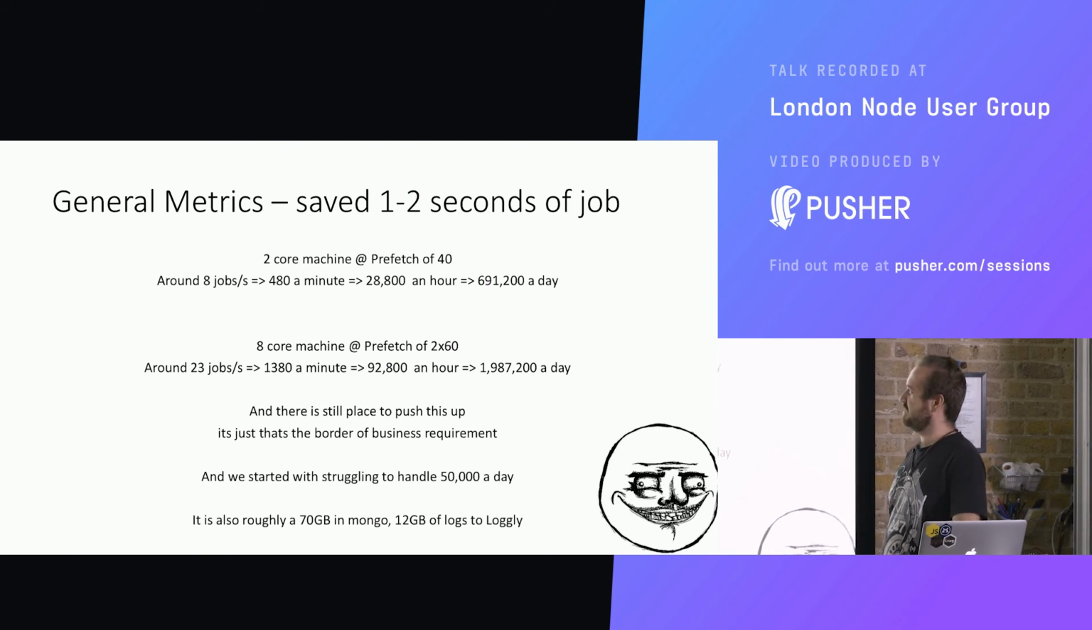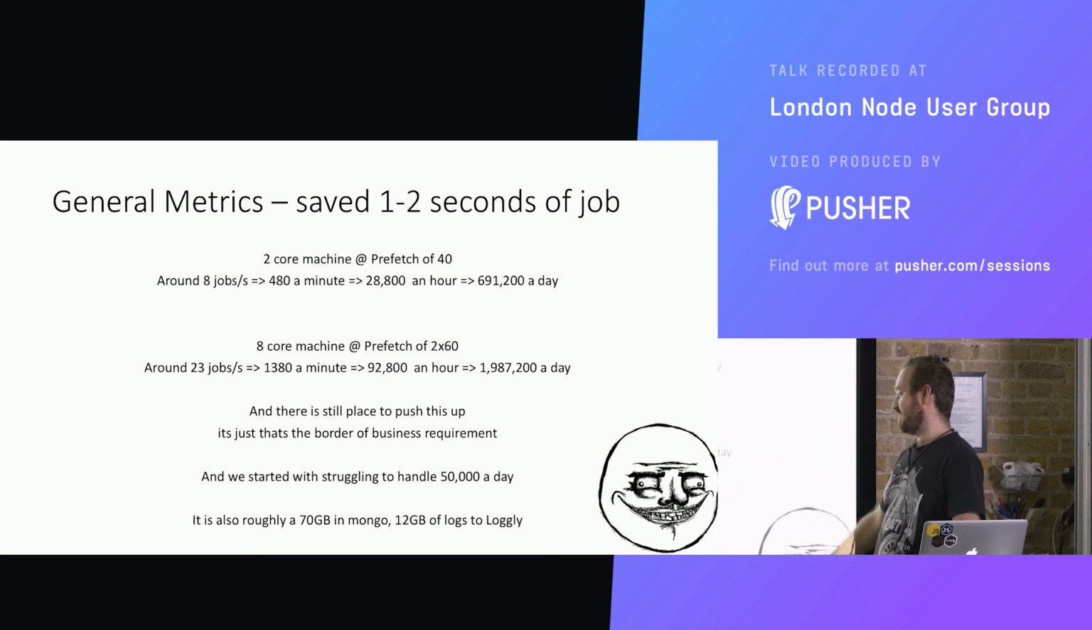So a 2-core machine, with a prefetch of 40 on the scraper, around 8 jobs a minute, gives you around 700,000 a day. On the 8-core machine, where we're doing 2 times 60, this gives you almost 2 million, and this is not the limit of this machine. You can still push more. This is just the number that the business wanted. They wanted 30 million during a week, and this is what we accommodated them with.